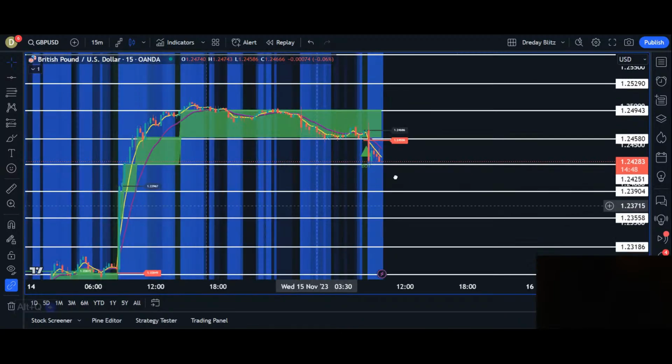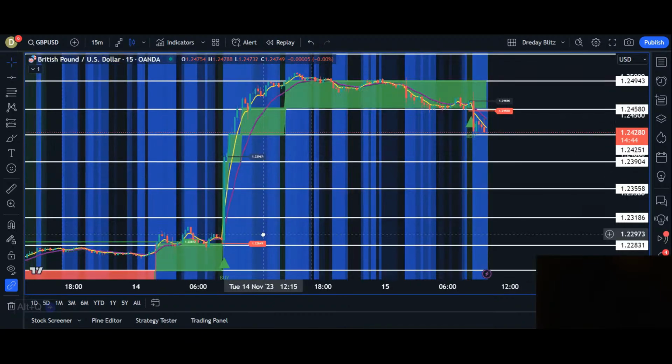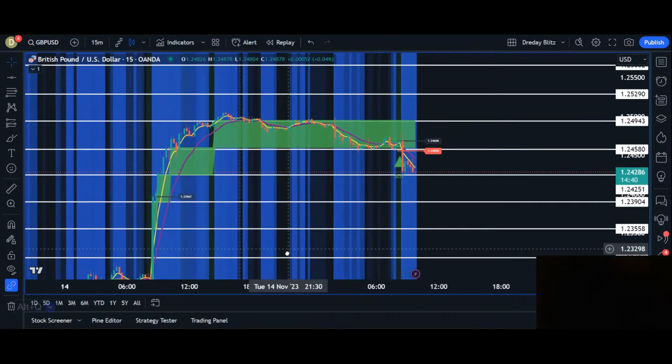And for a good example, if you were here yesterday and you took that trade, you are currently in good profit overall.